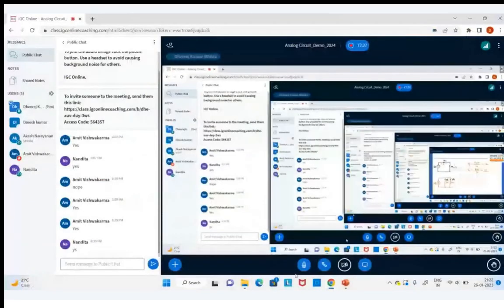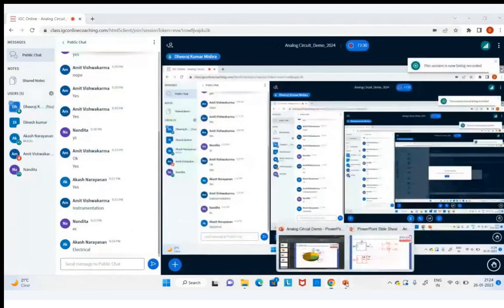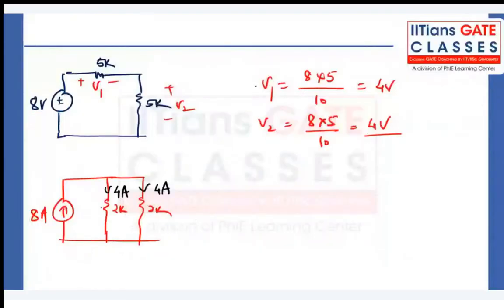I believe this is fine for everyone. So guys, here you can directly say 4, right? So this is the basic thing, right? You must know.